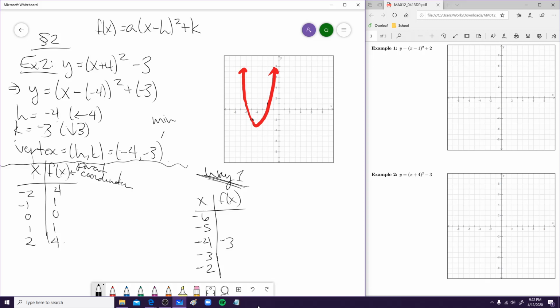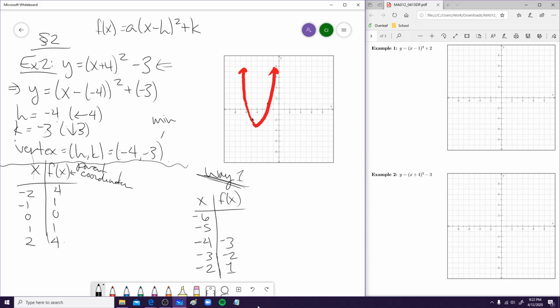Right? So if I compute this, I'm going to do -2. If I plug -2 into this one, -2 plus 4 is 2. 2 squared is 4. 4 minus 3 is 1. For -3: -3 plus 4 is 1. 1 squared is 1. 1 minus 3 is -2. And if we check our work, we see our vertex is (-4, -3).